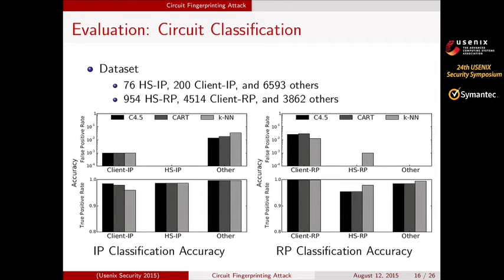And for RP classification, it performed similarly well for the true positive rate, but the false positive rate for the client RP was slightly higher at about 2%. But even so, we believe that since the algorithm is so simple, it actually does a reasonable job of identifying the circuits really fast. We also had another attack, but for the sake of time, I'll skip over it. If you're interested, I'll be happy to talk more about it.